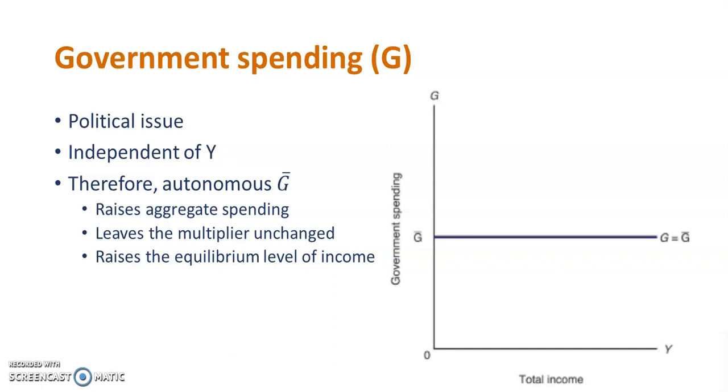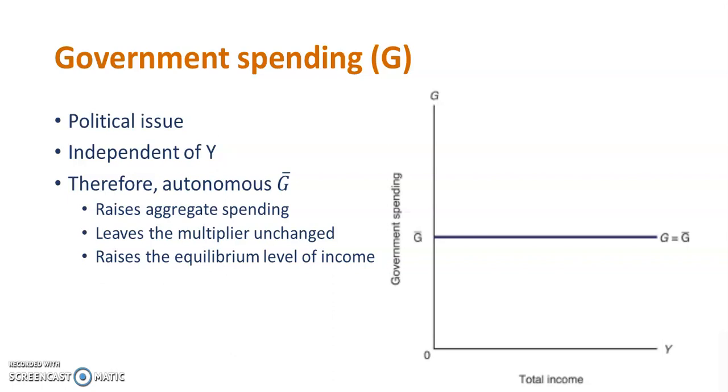When illustrating the relationship of government spending and total income, a horizontal line, G bar, indicates that government spending is autonomous or independent with respect to income Y. Note that graphically, government spending is on the vertical axis, G bar. This intercept indicates that government spending is autonomous. Hence, the line is horizontal to our x-axis, which denotes total income Y. This tells us that essentially government spending is independent of total income and points to the fact that government spending is essentially a political issue.